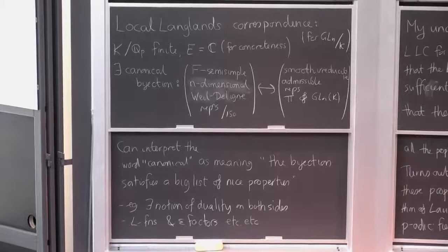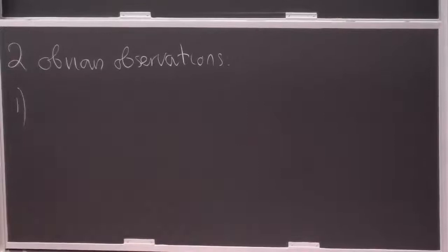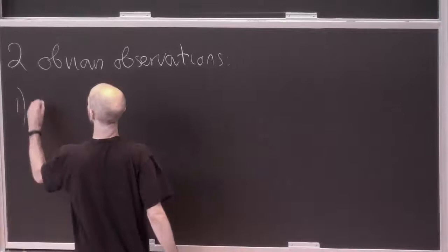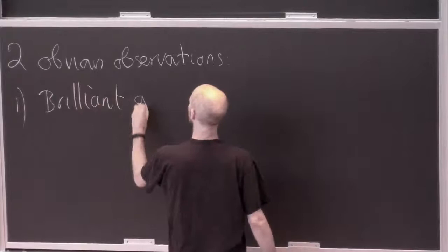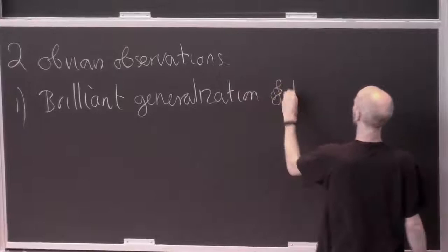So there's the local Langlands correspondence. Two really obvious things that one can say about the local Langlands correspondence. Two obvious observations. So firstly, let's just check that for n equals 1, this is a brilliant generalization of local class field theory.